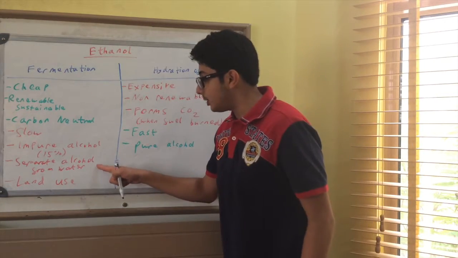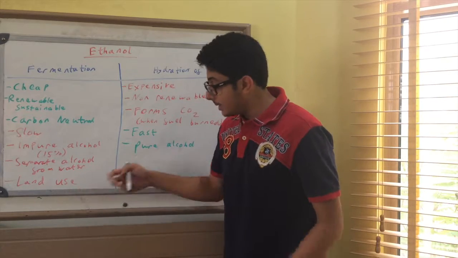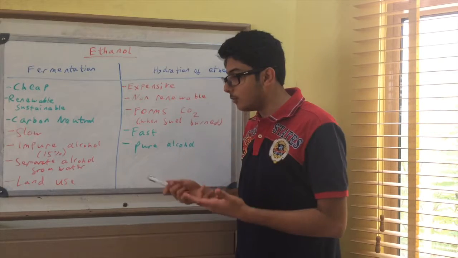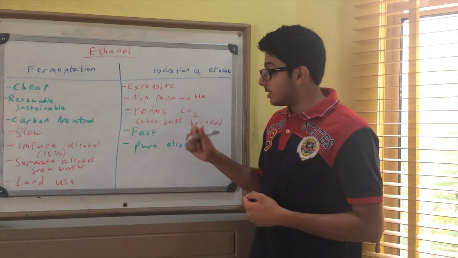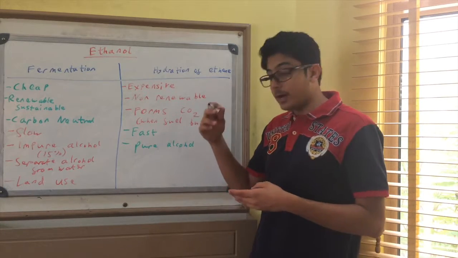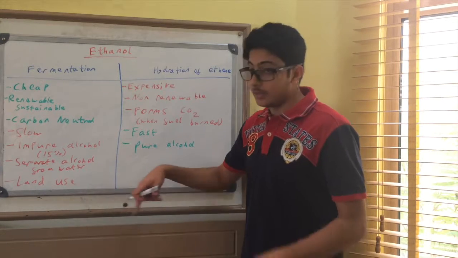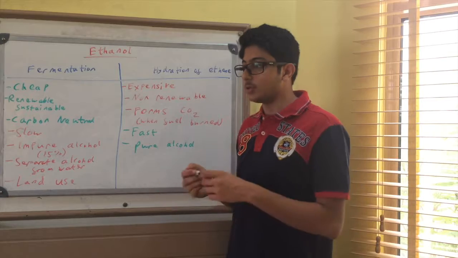And obviously, fermentation, land use. Land use is a big problem. You're growing the crops for fuel, not food, which has some ethical issues, as well as food prices may rise. Also, you have to separate the alcohol from water, and you have to use distillation for that, which may be quite expensive.